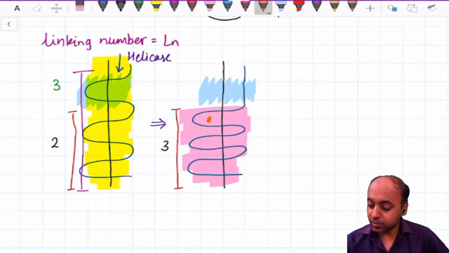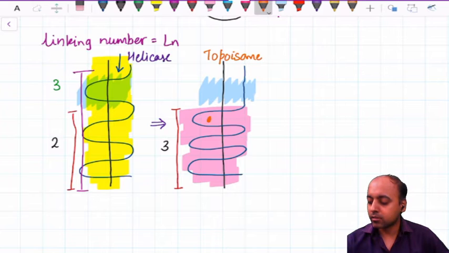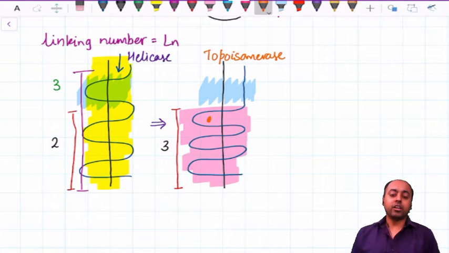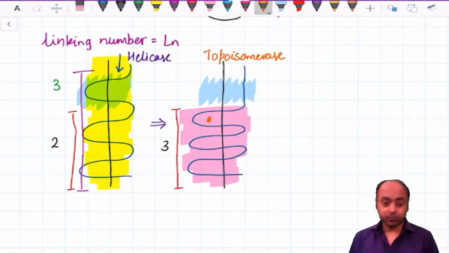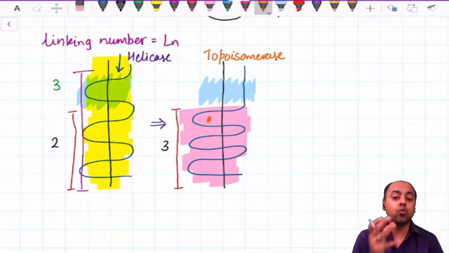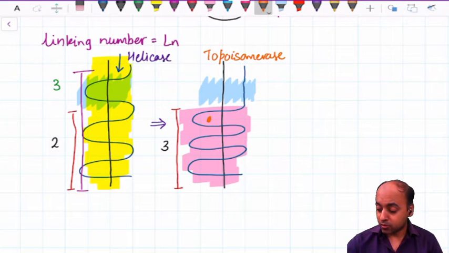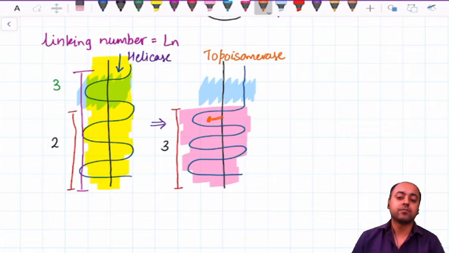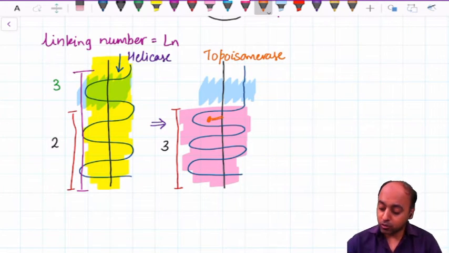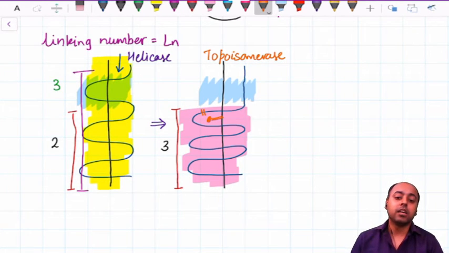All right, and to remove this torsional strain, we bring in another protein. This protein which we are bringing in is the topoisomerase. The topoisomerase has two arms. With one of the arms, it will catch hold of one of the DNA strands. In the second hand, it has a scalpel. So with the second hand, it will introduce a cut in the DNA.